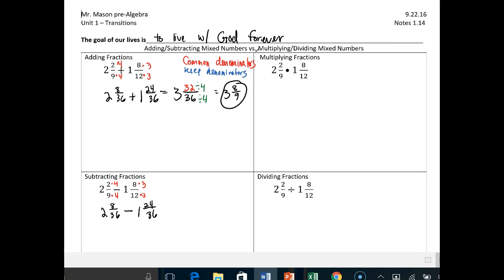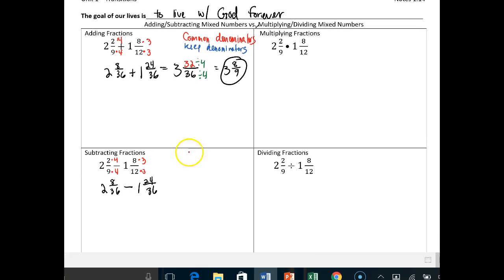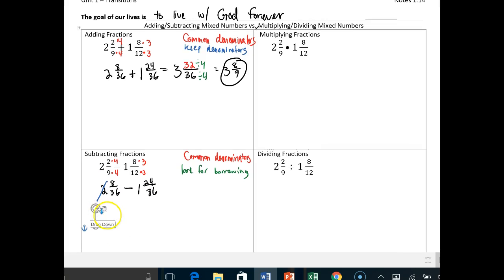Now, notice on this one, did the same exact thing of common denominators, and we made sure that we will eventually keep the denominators, but the other thing we need to watch out for is to look for borrowing. And in this case, we cannot subtract 8 minus 24 because 8 is smaller, so we will need to borrow. We'll borrow 1 whole from the 2, so that will become 1.